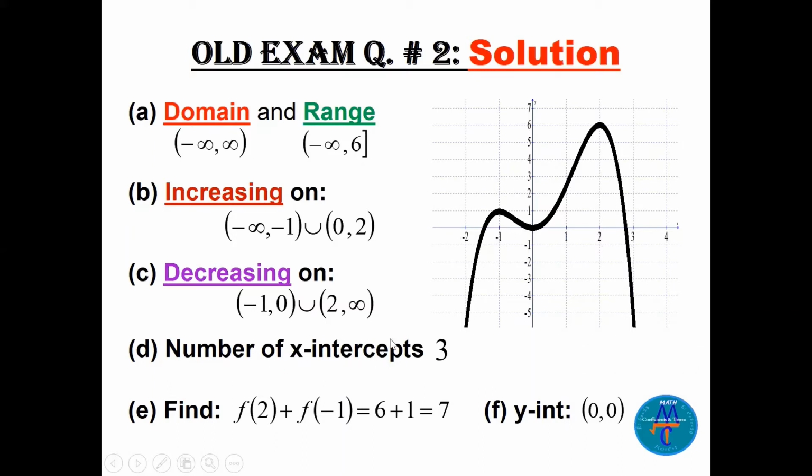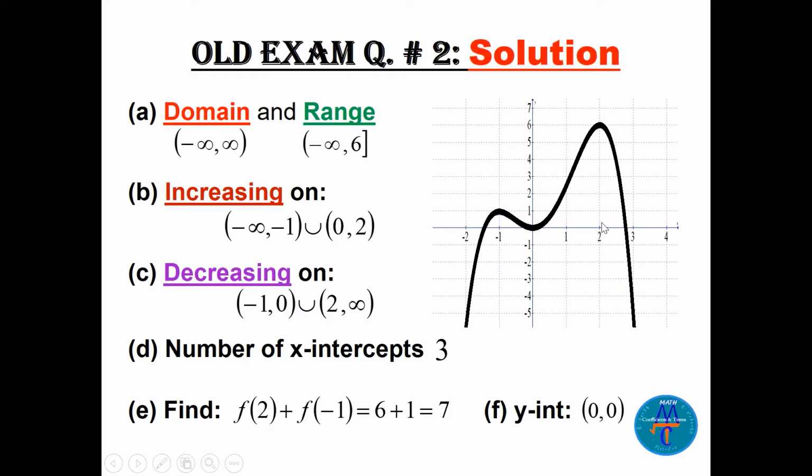For the number of x-intercepts, we have 1, 1, 1, so 3. Why did I not say find the x-intercept? Because we cannot find the value from the graph if it is not clear. See, this one may be 2.7, 2.8, 2.9. So I said find the number of x-intercepts, and there are 3.